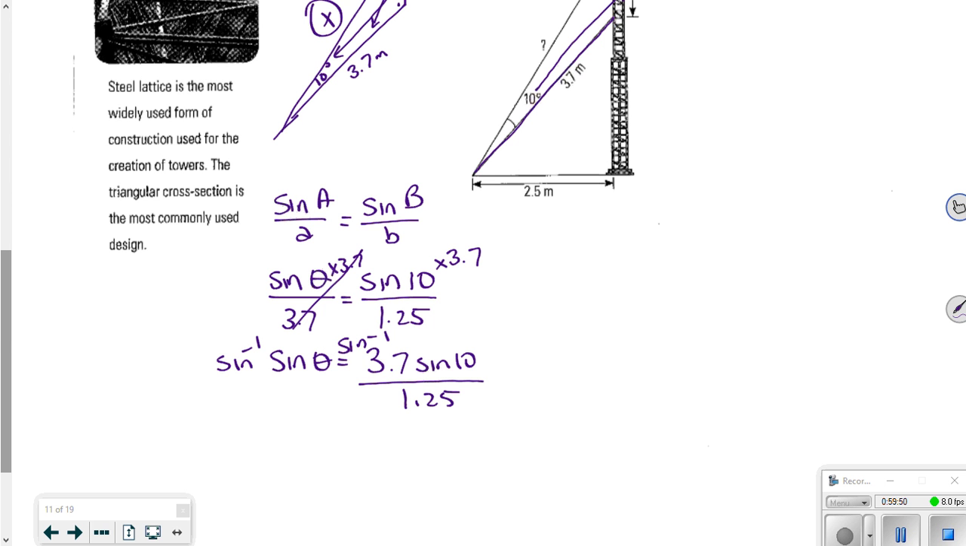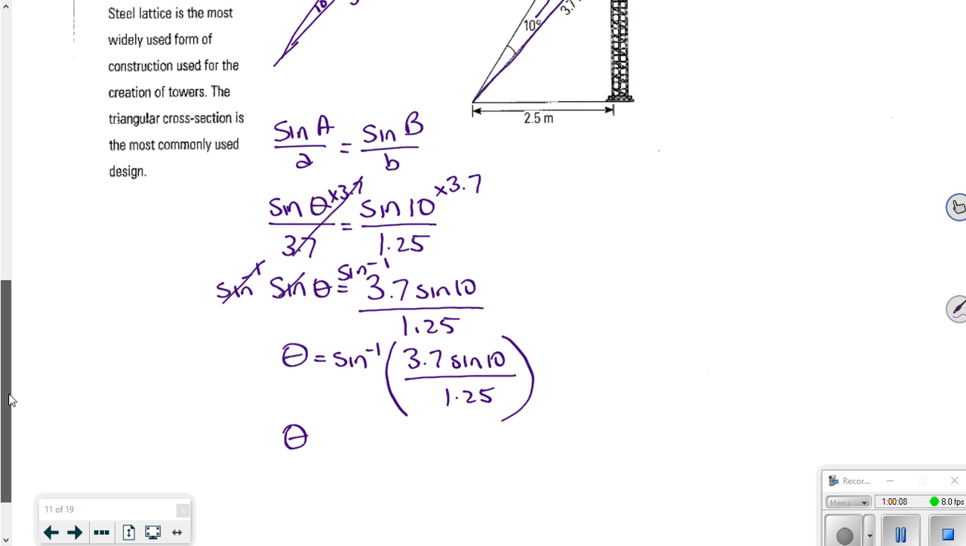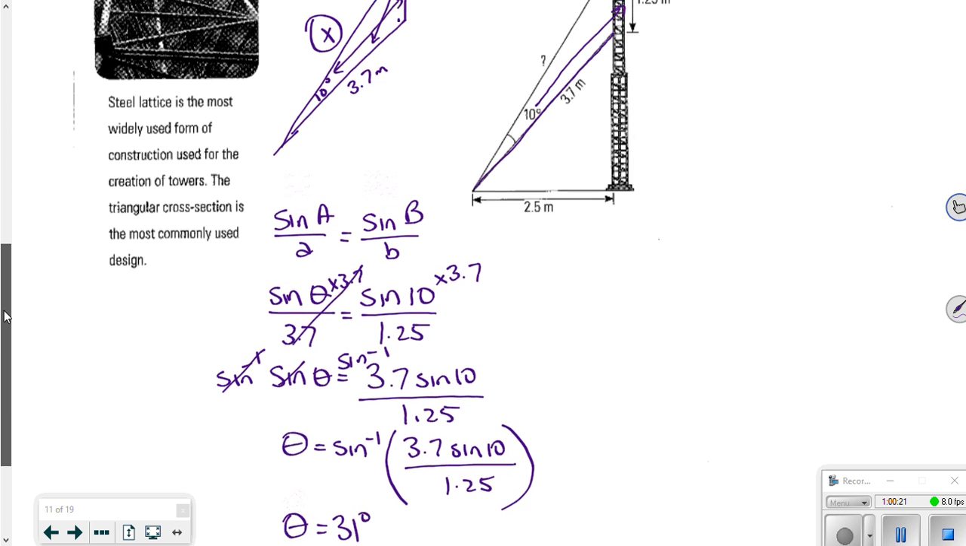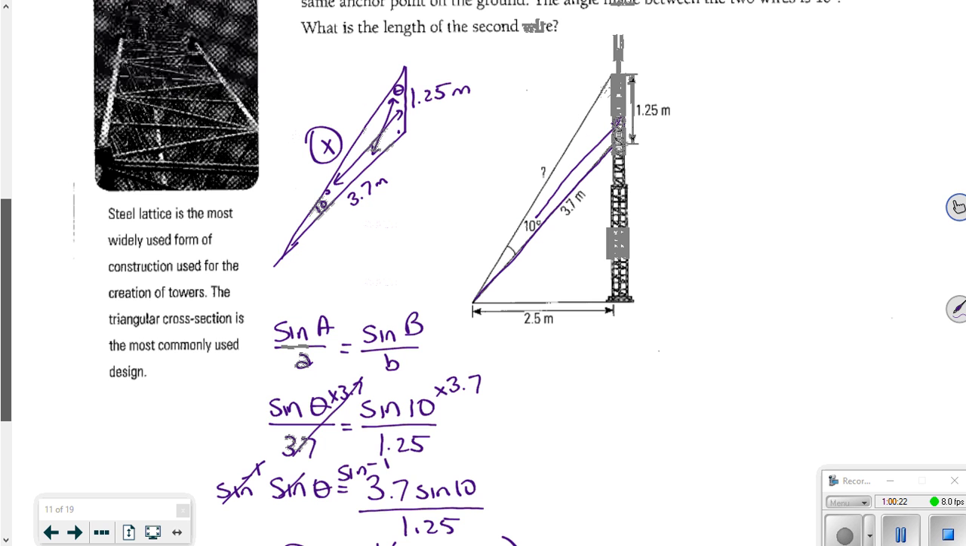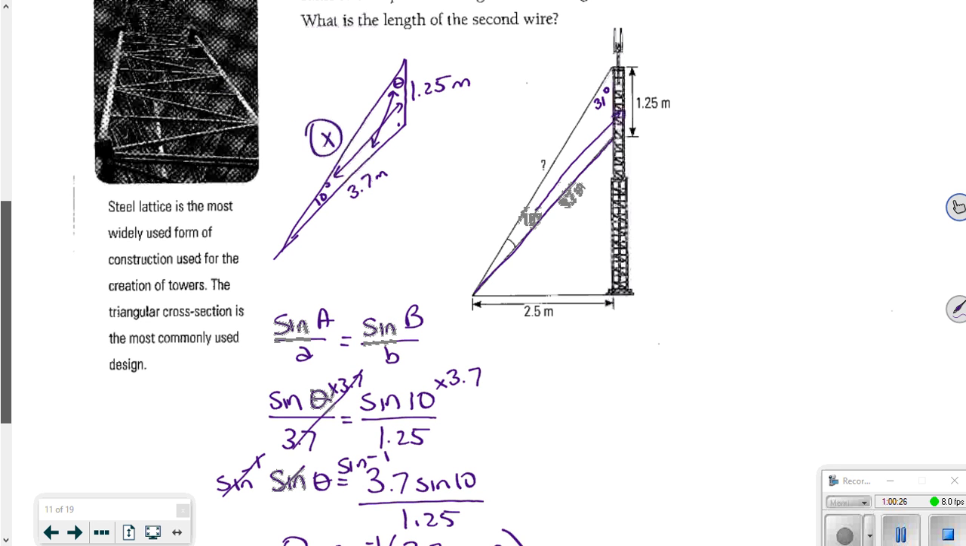Got to do it to both sides though. The angle is sine^-1, or inverse sine, of 3.7 times sine of 10 over 1.25. Put that in my calculator. The angle is 31 degrees. This is not the answer that the question wants. This is just one step in getting me to the answer that the question wants. So I now know this top angle is 31 degrees.